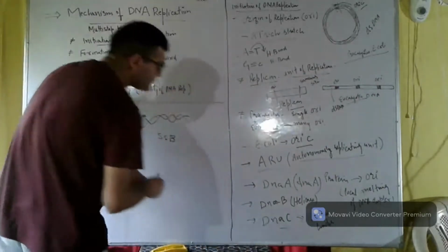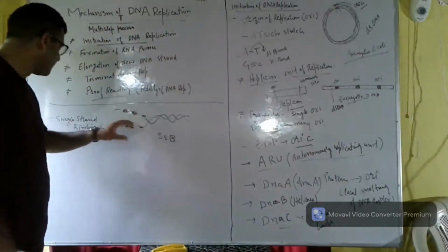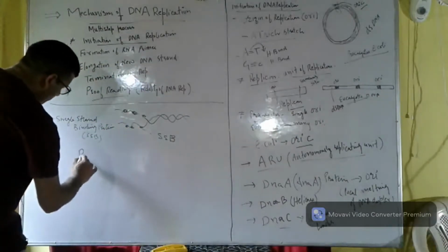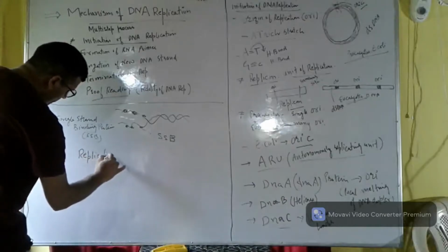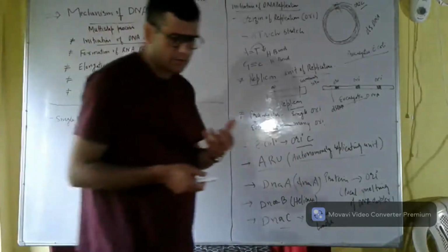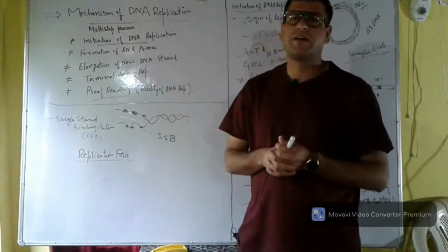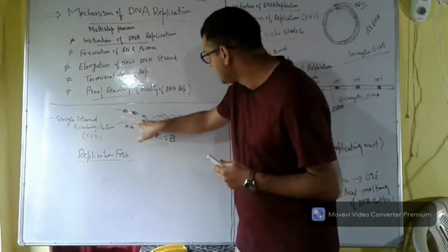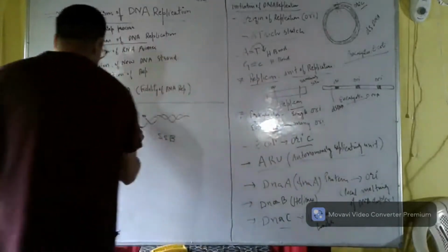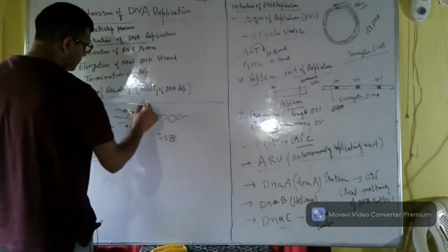As a result of this unwinding, a replication fork is formed, due to the unzipping of the two strands of the DNA. See, this is the replication fork. It represents the replication fork.